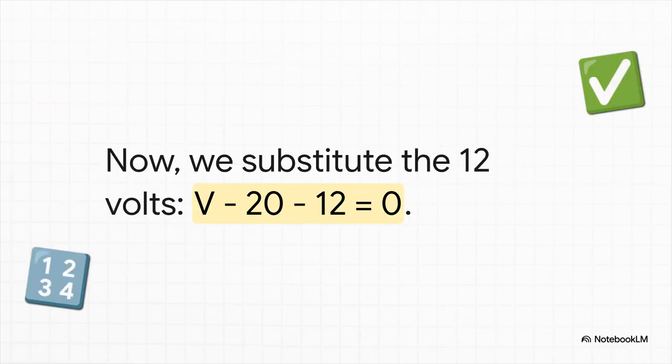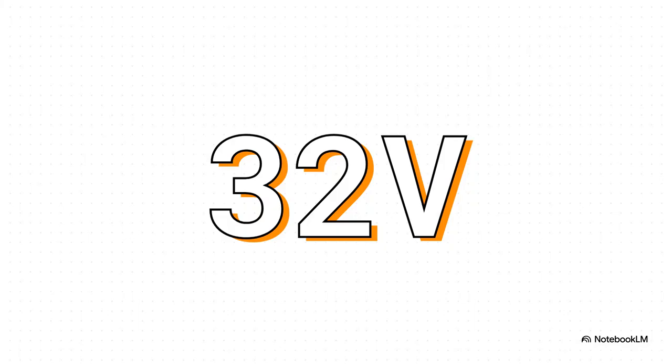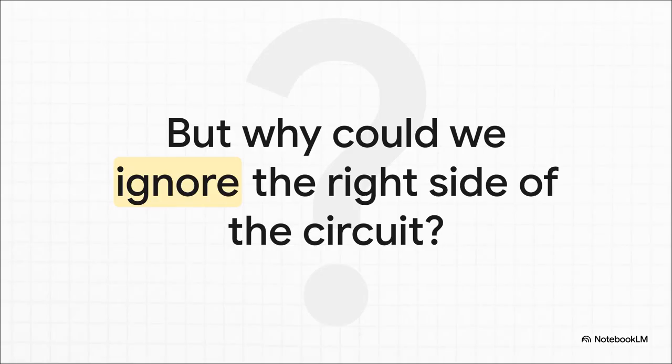Now let's pop in that 4 volts we found earlier for the voltage on that 4 ohm resistor. A little bit of quick math, and we're left with this super simple equation. So close. And that's our answer. The source voltage V is exactly 24 volts. Problem solved. But hang on, did you notice we totally ignored the right side? Why was that okay?